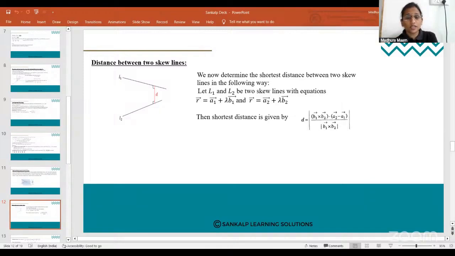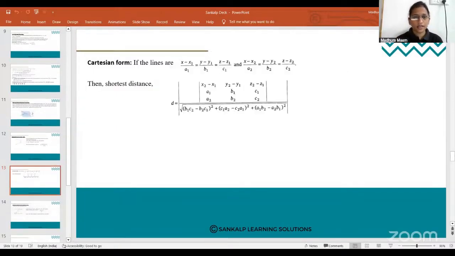So the shortest distance is given by b1 cross b2, b1 and b2 being the parallel vectors of lines L1 and L2, dot a2 minus a1, divided by the magnitude of b1 cross b2. This is in vector form. Correct? Similarly the Cartesian form is the determinant with first row x2 minus x1, y2 minus y1, z2 minus z1, second row a1 b1 c1, third row a2 b2 c2, divided by square root of.